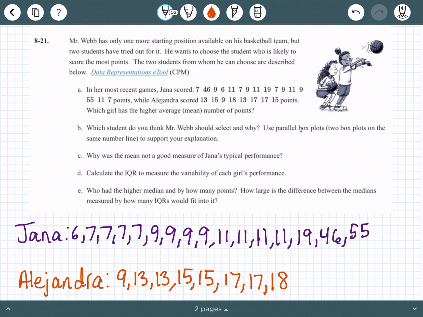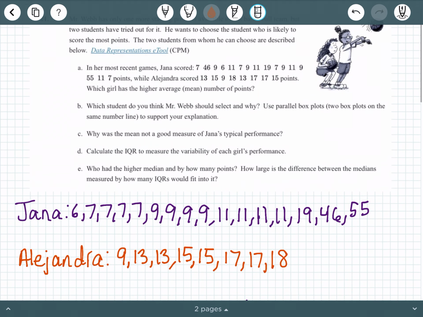So part A says, in her most recent games, Jana scored the following points, while Alejandra scored the following points. Which girl has the higher average or mean number of points? All right, so for this, what I did was I put their points in order from least to greatest. Now, you don't have to do that for the mean, but it is going to make it easier. You will have to do it at some point later on in the problem.